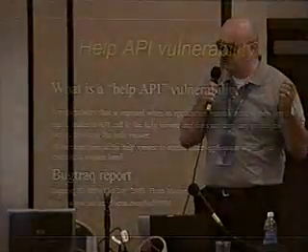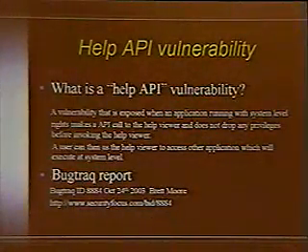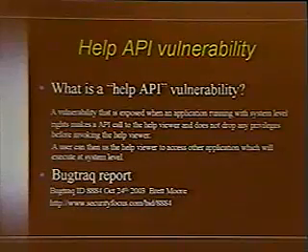What is a help API vulnerability? It's a vulnerability that is exposed when an application running with system level rights makes an API call to the help viewer and does not drop any of those privileges before invoking that help viewer. A user then, using the help viewer, can access other applications which will execute at system level, of course. And as you can see with the bug track on this, 2003, this is nearly 2 years old. So why is it still an issue?